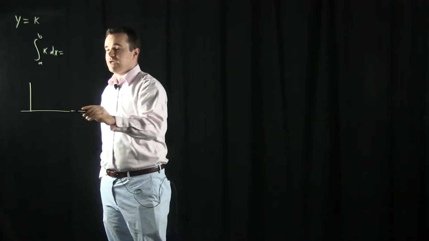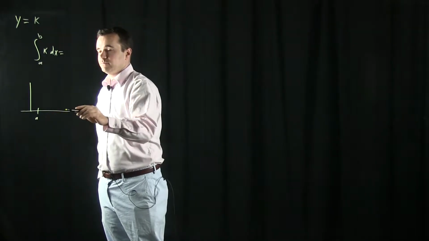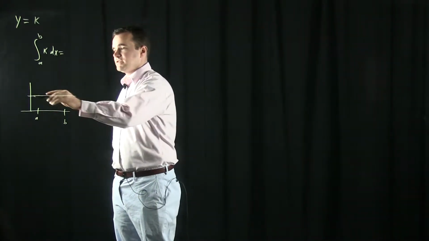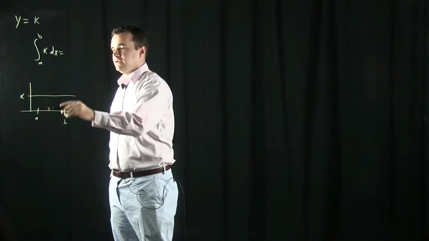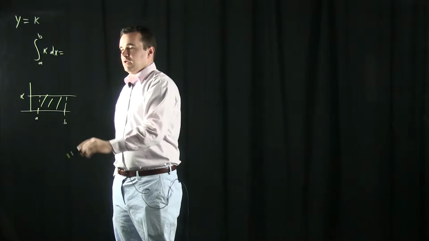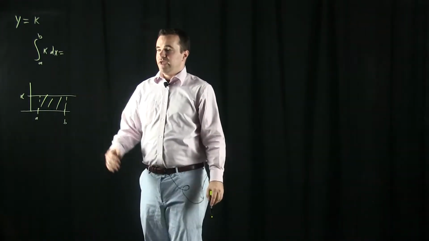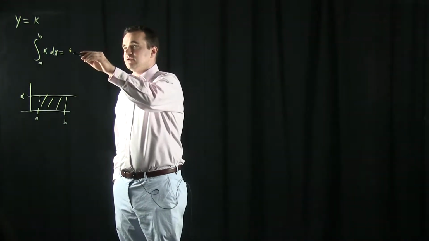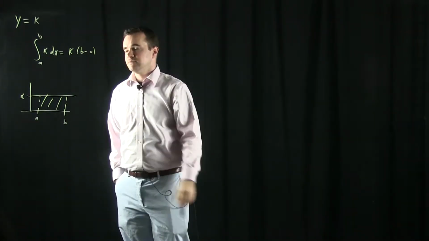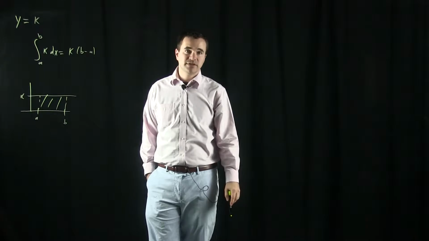If I use my understanding of area under the curve, then here's what I get. So I've got a constant function at height k, and I'm starting at a and ending at b. And so the area under the curve and above the x-axis is just going to be the height times the base. So k times b minus a.